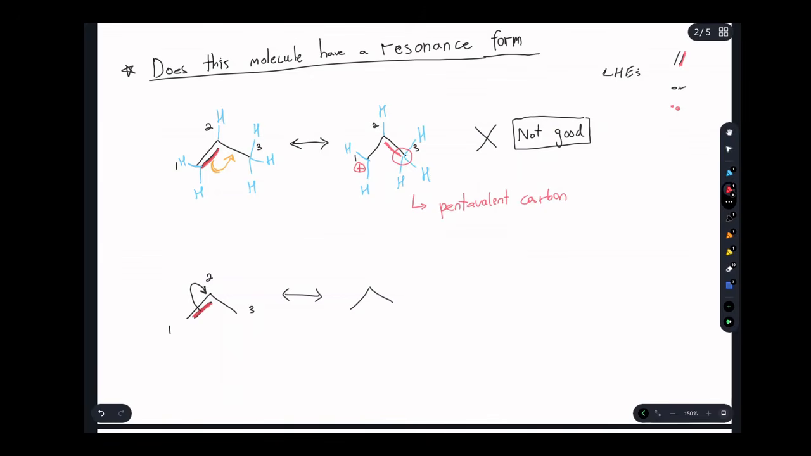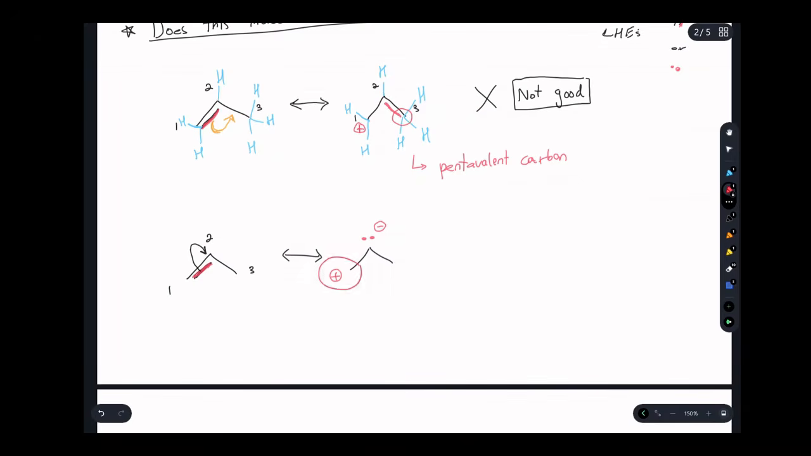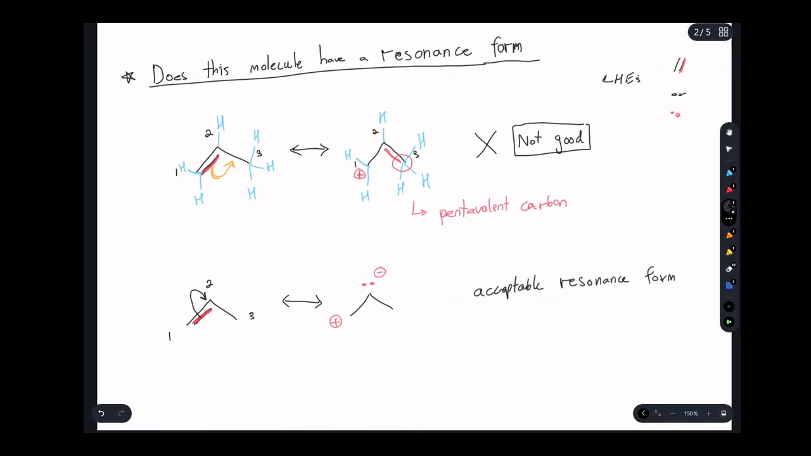Carbon 2 has now gained the red lone pair. The 2 electrons that were in the pi bond have moved to become a lone pair, and thus this carbon becomes negative. Carbon 1, on the other hand, lost the pi bond. It lost its electrons, but gained nothing, meaning that it will take on a positive charge. Now, again, carbocations aren't stable. This here is a carbanion, and that's also not stable, but we didn't break any rules with resonance. This is an acceptable resonance form. So, indeed, this molecule does have a resonance form.